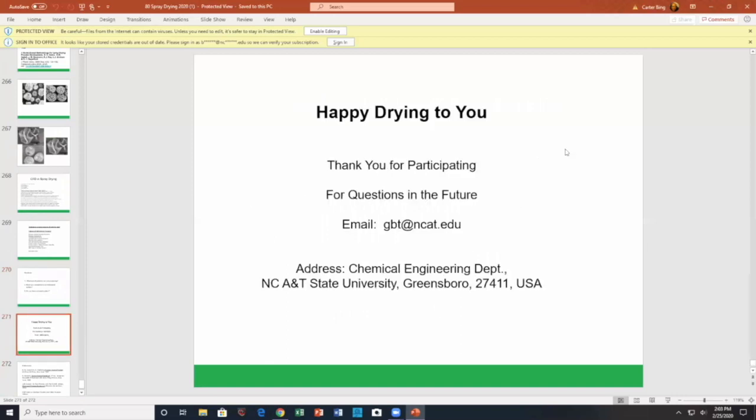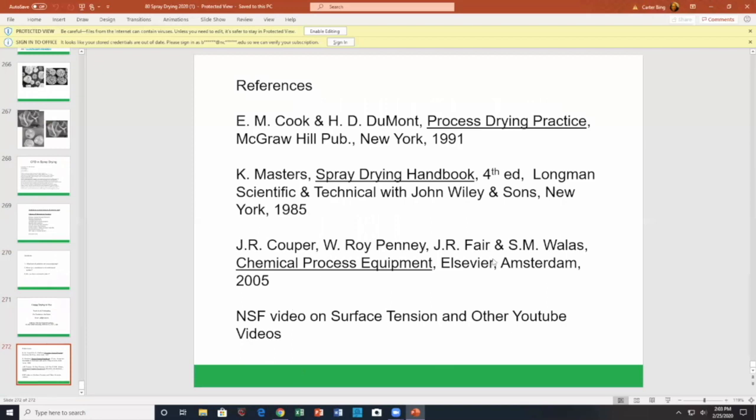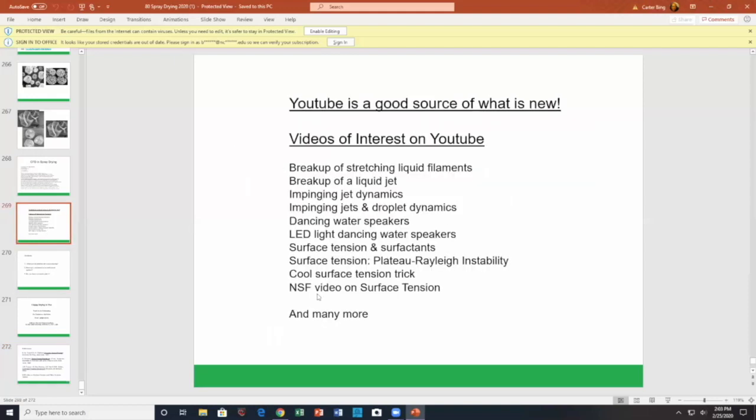And I leave you with happy drying to you, spray drying to you. And again, the major books that I use, Cook and Dumont. I was fortunate enough to work with them. They're a great bunch of guys. Masters, I was too young to know. And Wallace did a fantastic job with his chemical process equipment. The first book came out, it's a really great book. And of course, I'm sure these guys did something to improve it. Anyway, again, the videos, I love these surface tension videos. And you can watch those OSOG number videos, it's great.